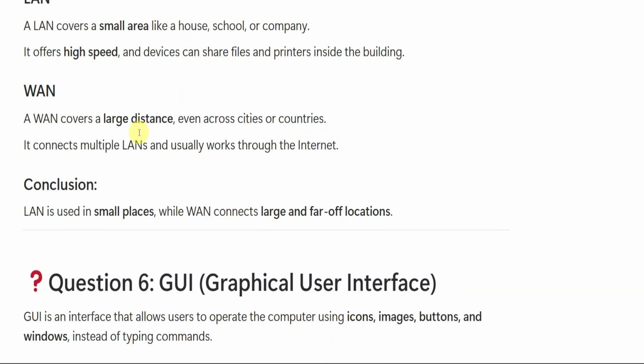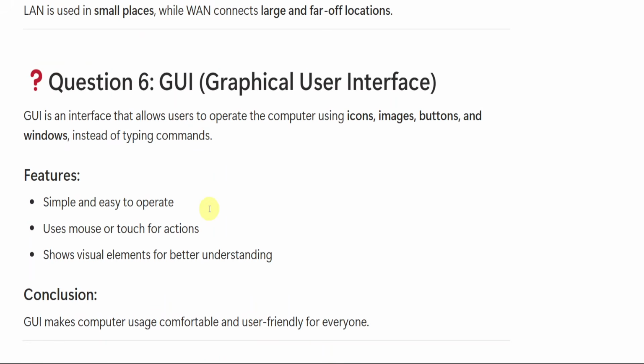Talking about WAN, it is a big network. It will connect computers across cities or countries. Okay, here it is a small area, here it is for large distance. WAN is slower because the distance is large, right? LAN is fast because the distance will be small. So we can say that LAN will be for small area, WAN will be for large area.